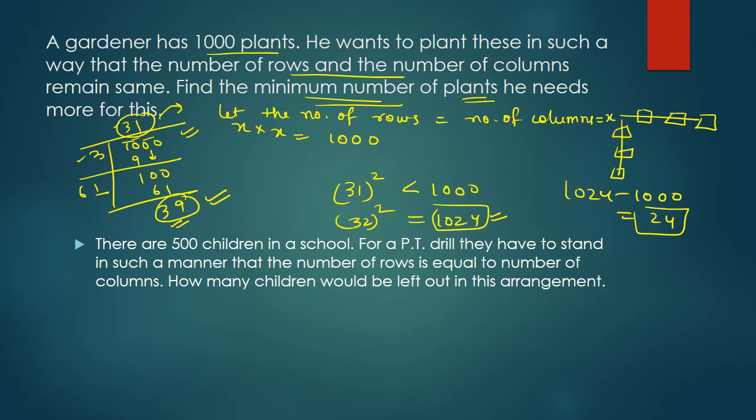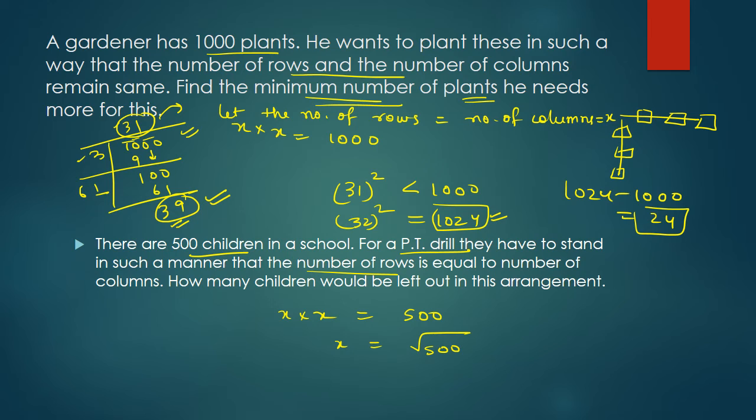Okay. Now in the next question, 500 children are there in the school. A PT drill is going to happen, but in such a manner that the number of rows is equal to the number of columns. Again, let's say x square should be 500. But 500 is also not a perfect square because the square root of 100 is 10, which is a perfect square, but 5 is not a perfect square.